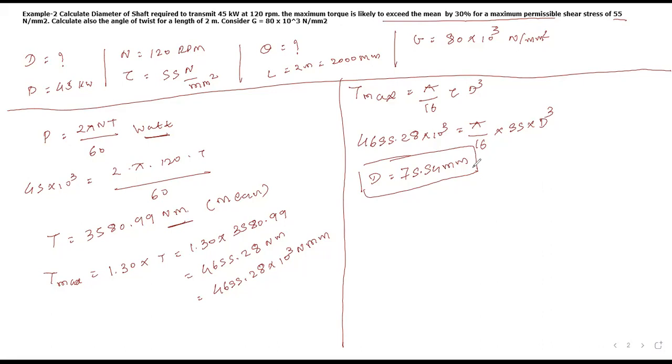Okay, what is the value of d cube? First of all, calculate d cube. 4655.28 × 10³ multiplied by 16, divided by 55. Your d cube is nothing but 431,075, something like that.